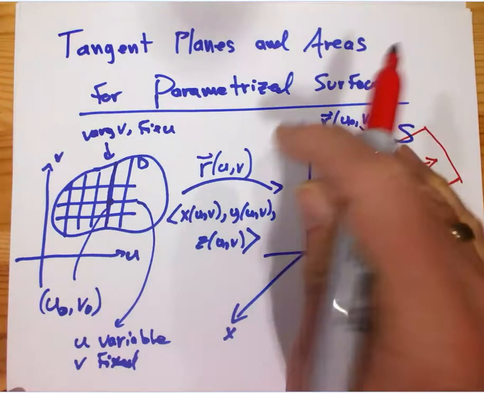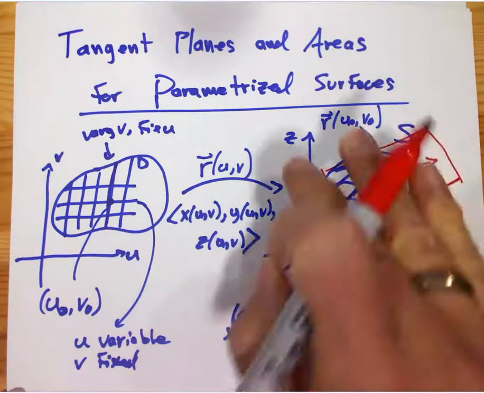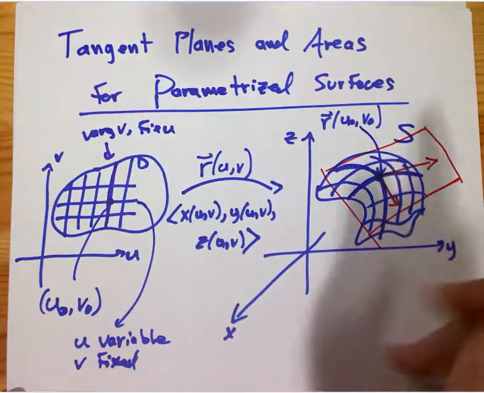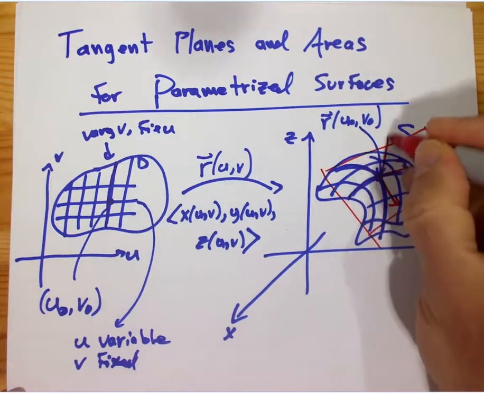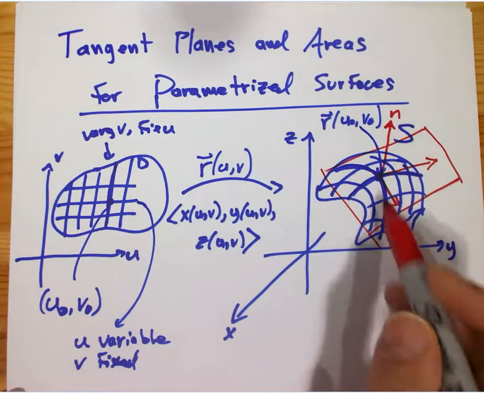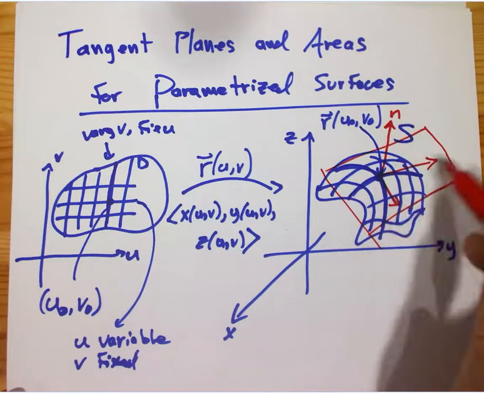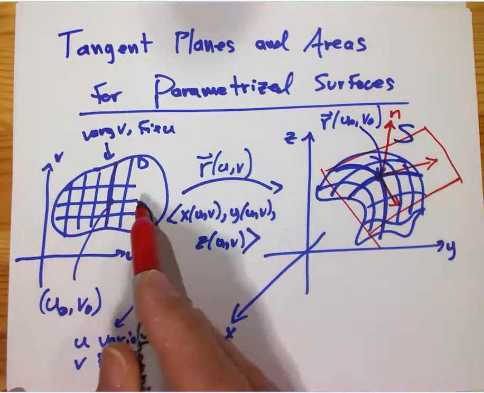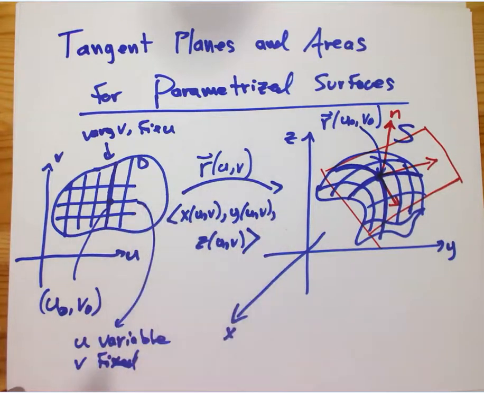So we describe how this plane sits in the space, and therefore how the surface sits in the space at this point, by a normal vector, n. And we're going to be able to get that from these vectors. Now, what are these vectors? They're the velocity vectors of curves, and so they're given by derivatives.